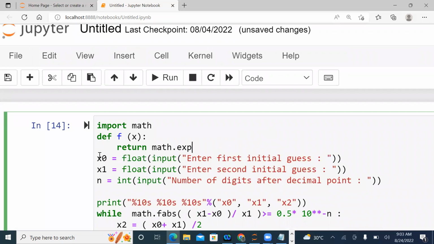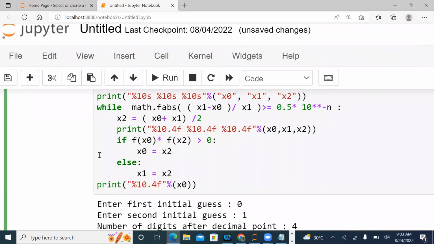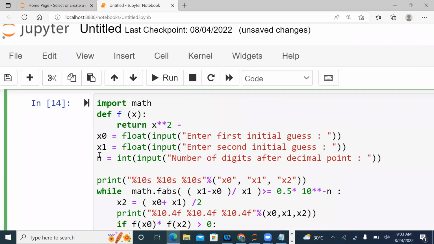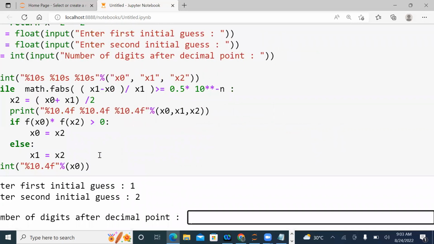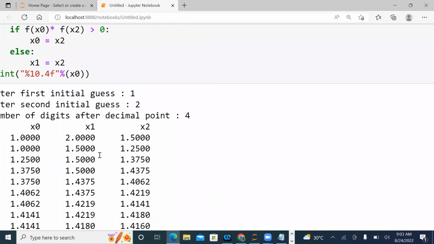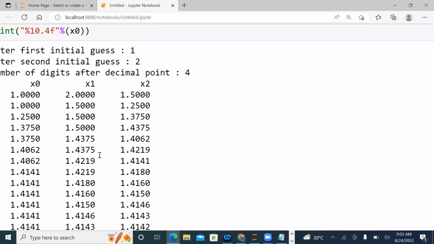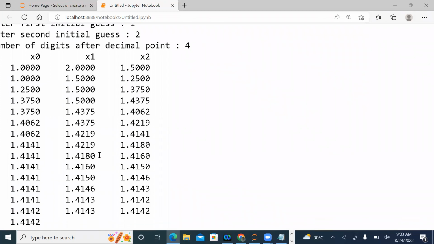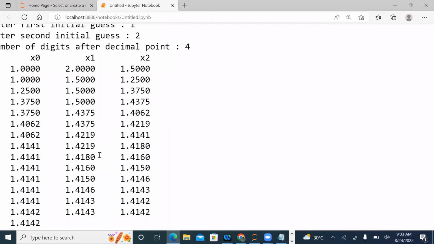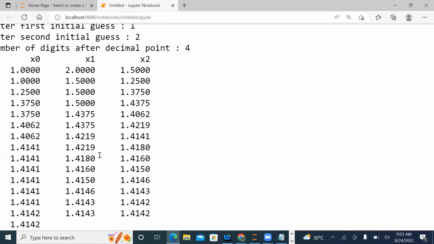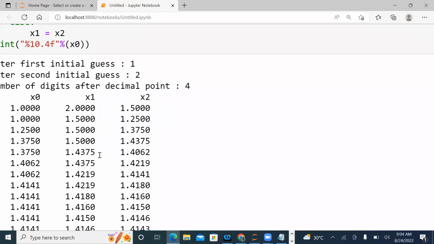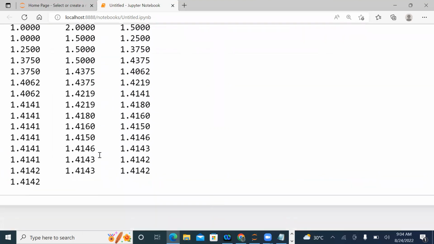Now let us find the root of another equation. This time, let us take a simple equation, x square minus 2. The root lies between 1 and 2 because we know that. Correct up to 4 digits, you can see here. 1 and 2, then root lies between 1 and 1.5, then 1.25, 1.5, 1.375, 1.5, and then 1.4. I hope you understand it. You see how many iterations it took.